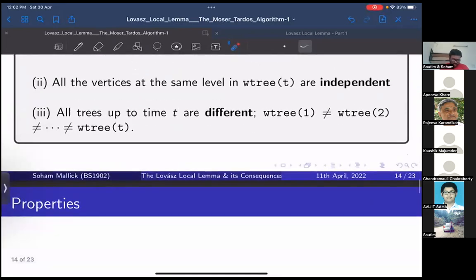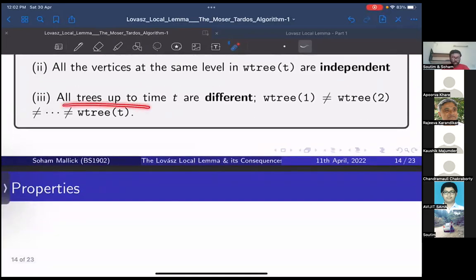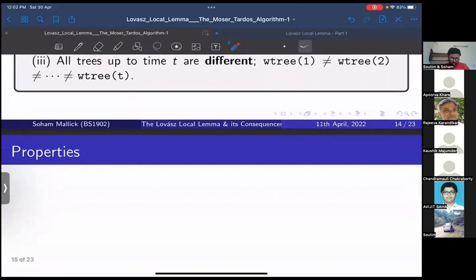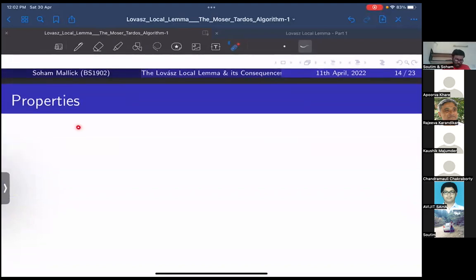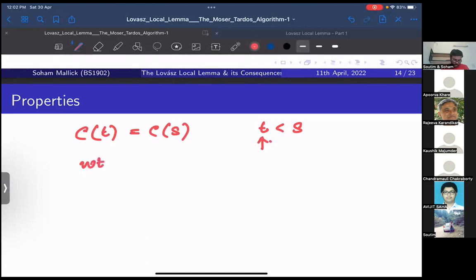So we have a non-trivial result, which is that all trees up to time t are different. This is not very difficult to see. Suppose at time t and s they're equal, and suppose t less than s. So this CT was formed. Let us try to see what CT is. In the witness tree at time point t, let us count how many of the vertices are exactly equal to CT itself.